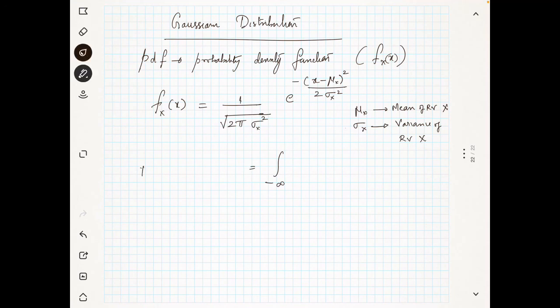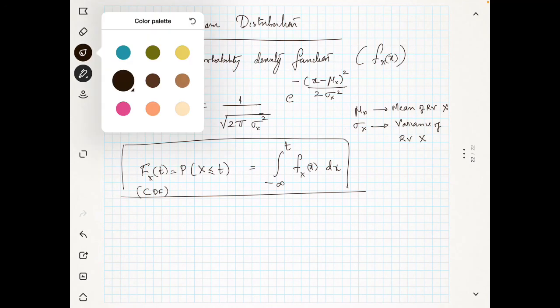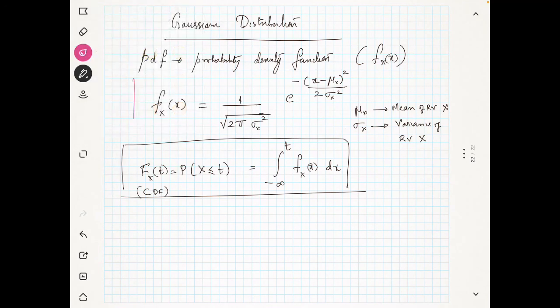So F_X(t) is nothing but the probability that X takes a value less than or equal to t. It is the integral from minus infinity to t of f_X(x) dx. So this is how you can find the cumulative distribution function. This is the main equation. You have to remember this equation because it is a very popular equation, and it is mainly used in many engineering applications.